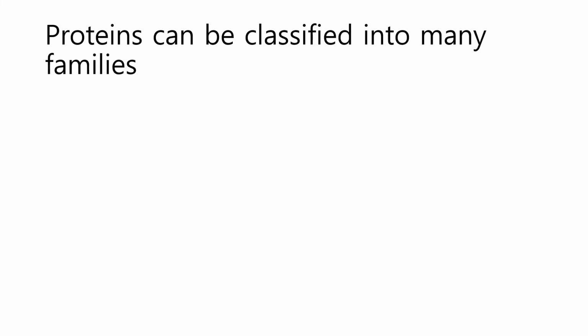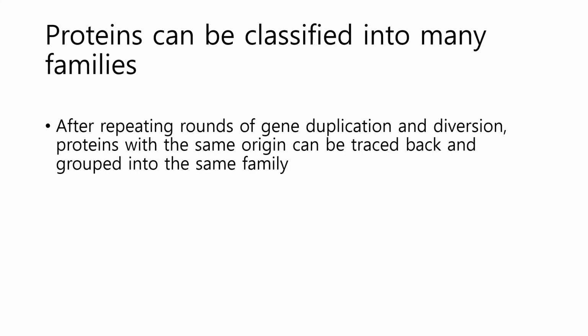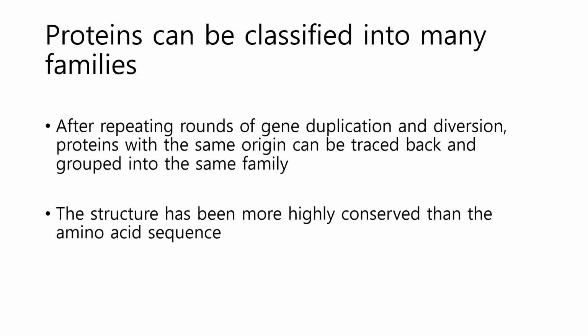Proteins can be classified into many families. Once a protein has evolved and folded up into a stable conformation with useful properties, it diverges and can be grouped into the same family, because after repeating rounds of gene duplication and divergence, proteins with the same origin can be traced back. In general, the structure of the different members of a protein family has been more highly conserved than the amino acid sequence. In many cases, the amino acid sequences have diverged so far that we cannot be certain of a family relationship between two proteins without determining their three-dimensional structures.